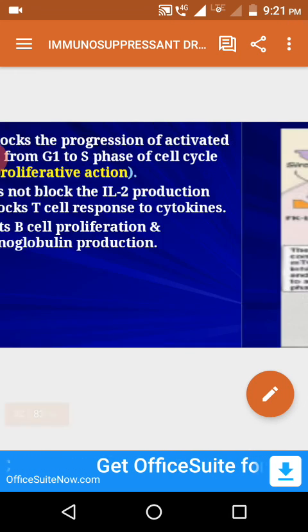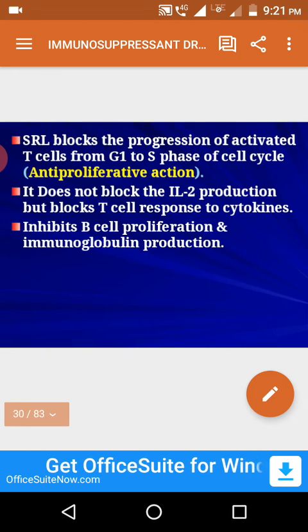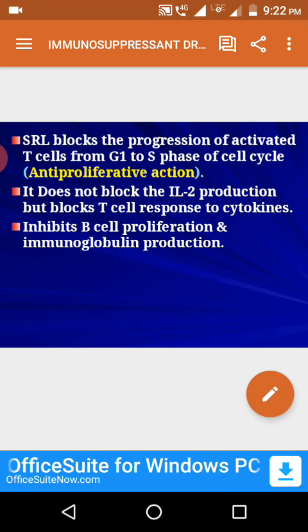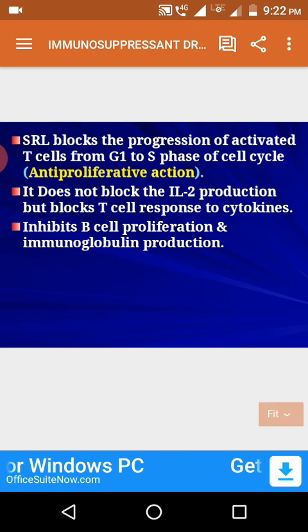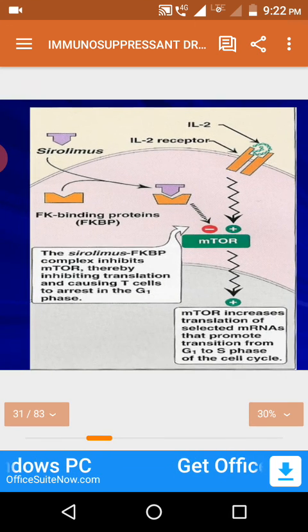Not only T cell proliferation, it also inhibits B cell proliferation and immunoglobulin production, so it mainly affects humoral immunity. Tacrolimus and cyclosporin mainly inhibit cell mediated immunity. So this is the mechanism of action.